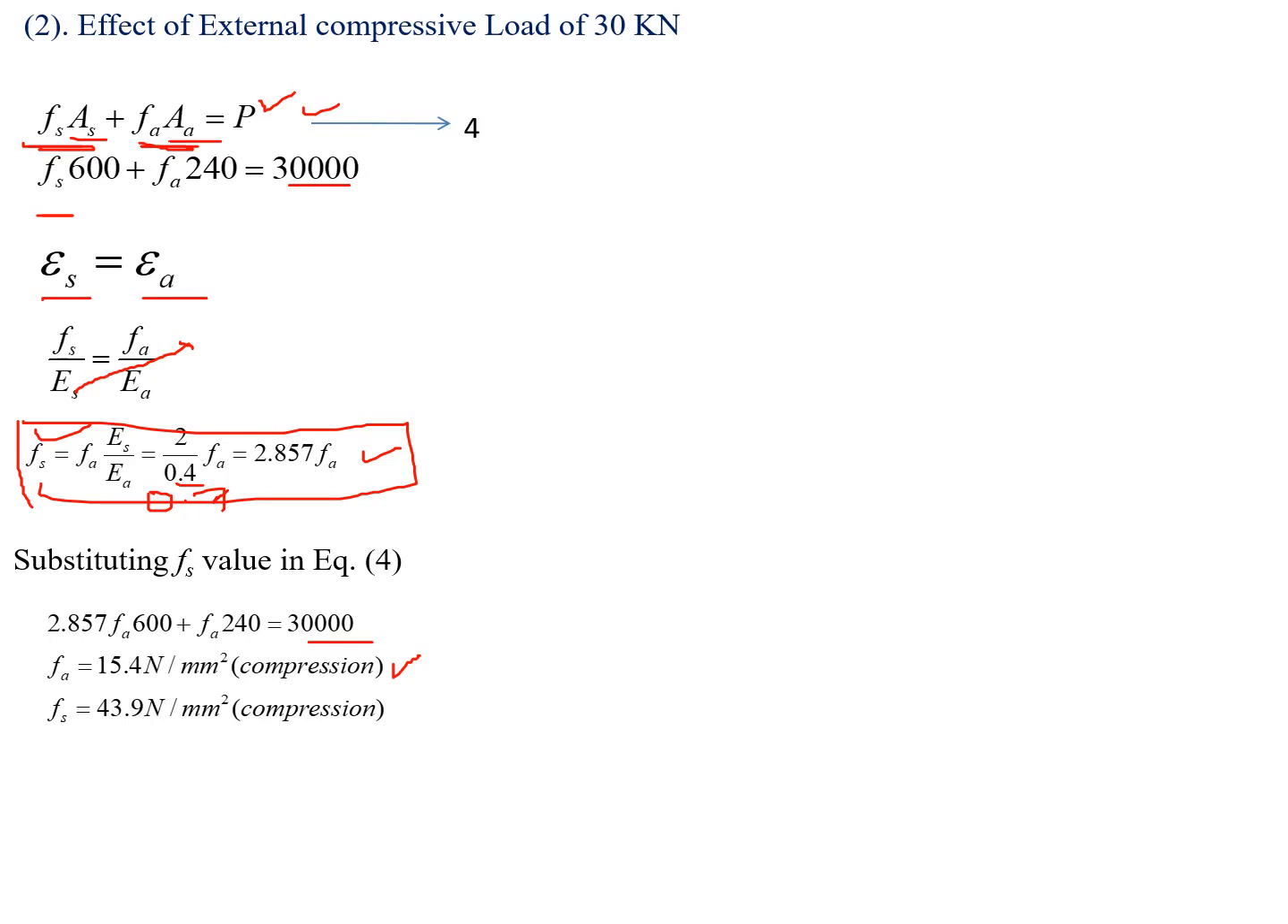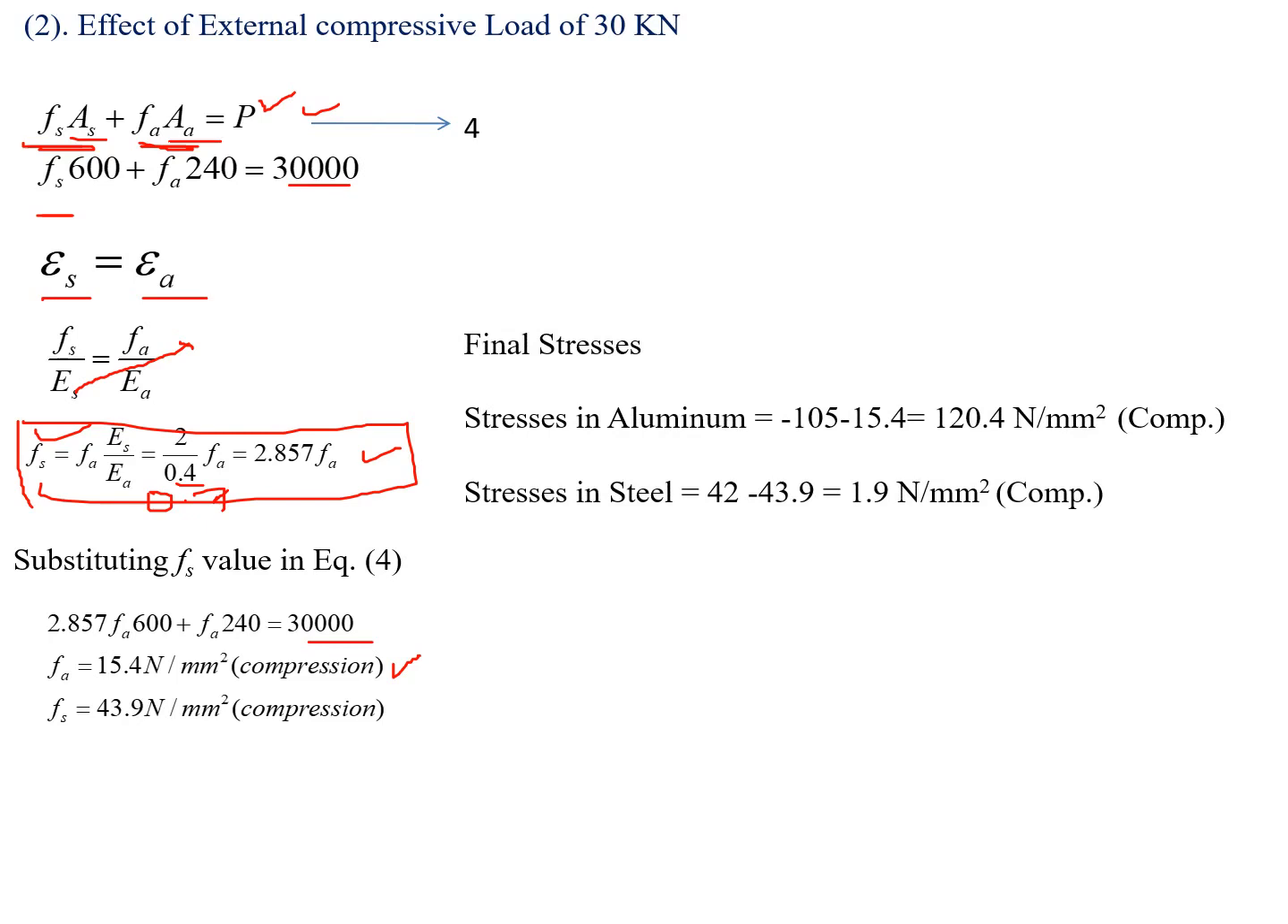15.4 Newton per mm square, and here we are applying the compressive load, so obviously the stress is compressive. Similarly the Fs value is 2.857 into Fa, that is 15.4 into 2.857, and we get 43.9 Newton per mm square. Since we are applying the compressive load, obviously compressive stresses take place in both of the members. Then we have to calculate the final stresses.